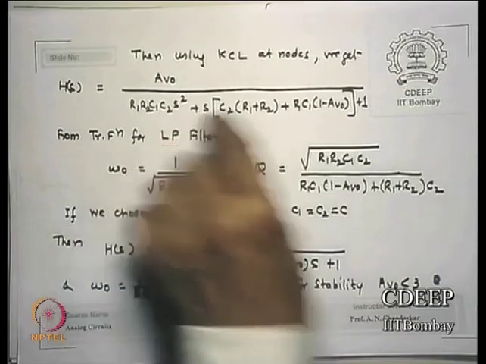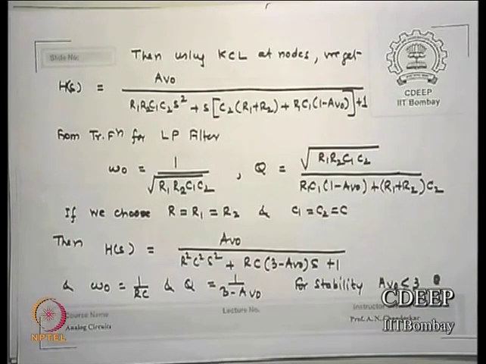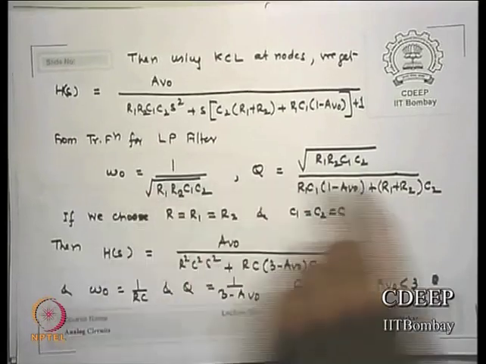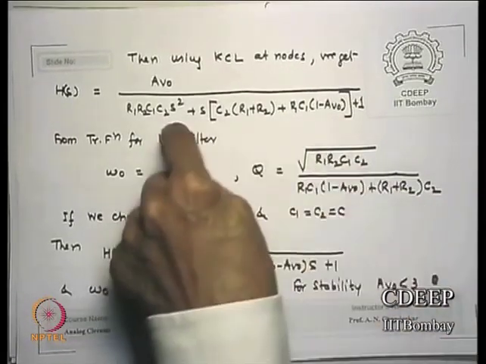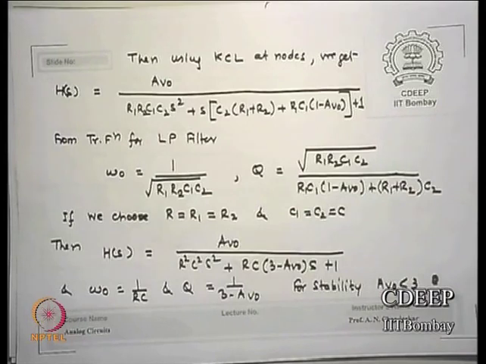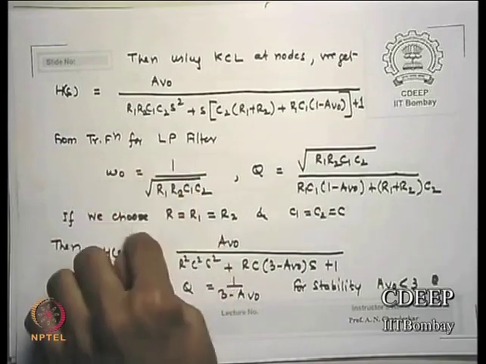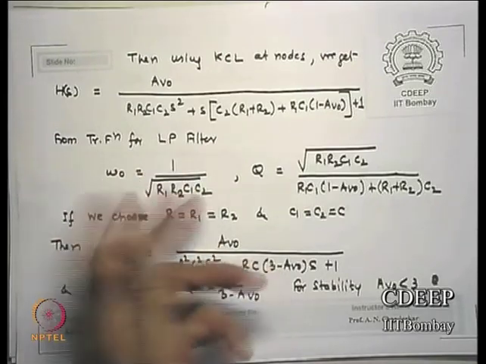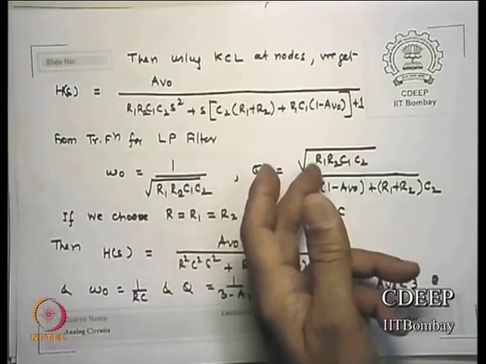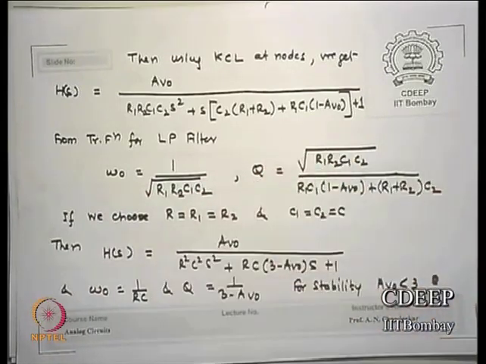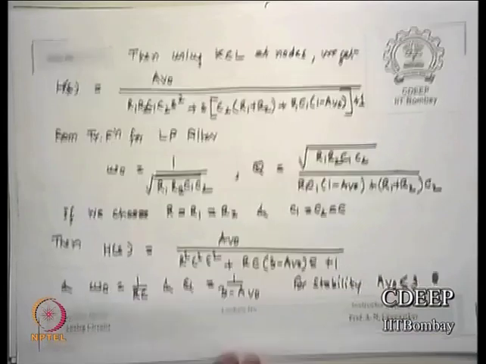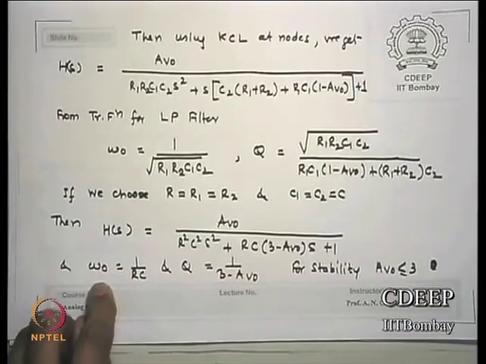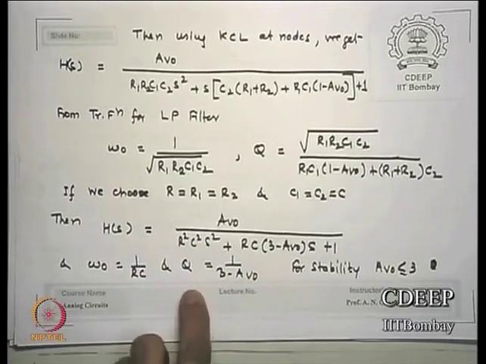Then I say if I compare with my biquad function, I get these values, and that this function and that biquad function are identical. Is that correct? Since that was a low pass filter, this should also give me a low pass action. Is that clear? With cutoff frequency now how much? 1 upon RC, and Q is RC divided by this one. Is that clear? So the cutoff frequency is 1 upon RC, and Q is 1 upon 3 minus AV0.